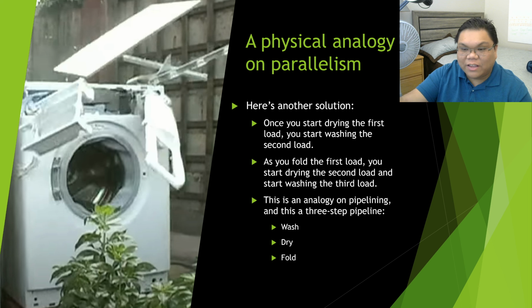When the second load is done being washed, and the first load is done being dried, you take out the first load from the dryer, so you can fold that, you move the second load from the washing machine to the dryer, and then you start the third load in the washing machine.